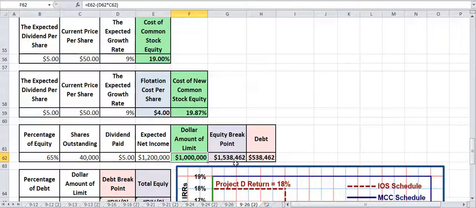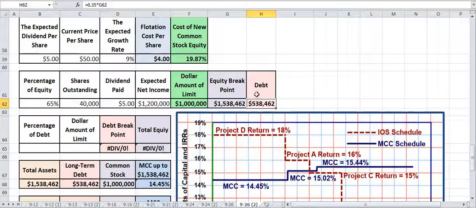Well, if this is our total, then the debt is going to be 35% of that, and you see my formula, which gives us a debt of 538,000 in terms of our equity breakpoint. Now, debt breakpoint, we just put in 35%, and then we put in the dollar amount limit, which was 750,000, and that's going to give us our first equity debt breakpoint of 2,142,000 and change, and then now we're done.